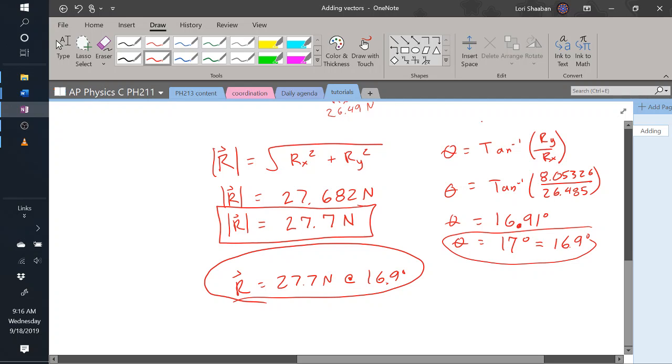Here's our resultant vector. So it is 27.7 newtons at about 16.9 degrees. So that's the direction the object will get forced.